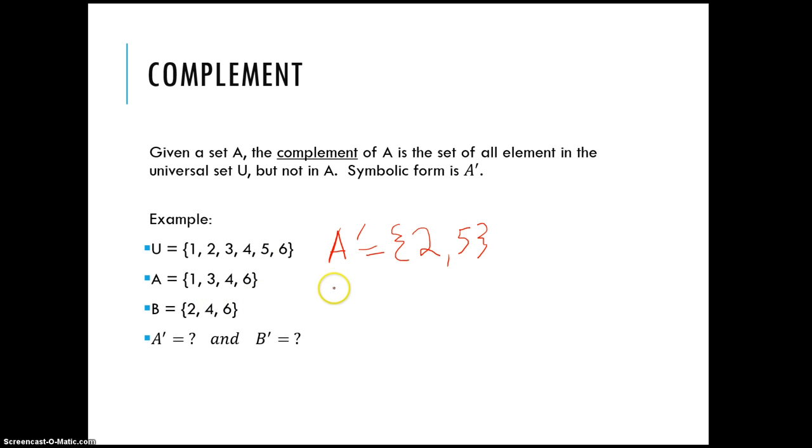B complement is going to be the set of things that are not in B, but are in the universal set. So 1 is in the universal set but not in B. 2 is in B, and so we can't get rid of that one. 3 is in the universal set but not in B. 4 is in B. 5 is in the universal set and not in B. So the complement of B is the set of 1, 3, and 5.